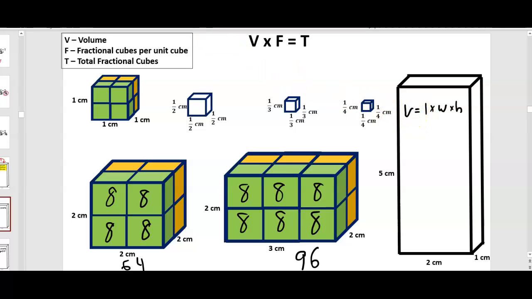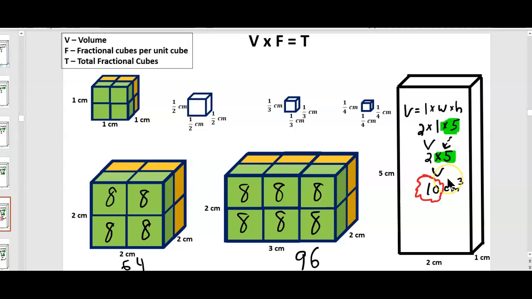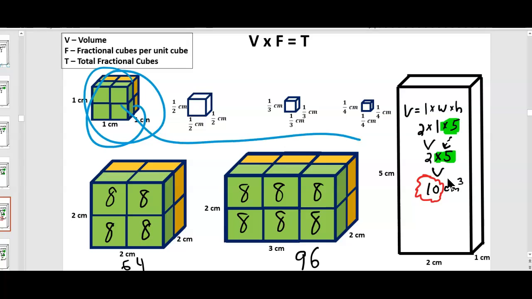First, we have to determine the volume because it says right up here the formula is V times F equals T. V stands for volume, so let's do it. The volume of the object that we're putting stuff into. Let's see, 2 times 1 times 5, length times width times height, is 2 times 5, which is 10 centimeters cubed. That means we can fit 10 of these things in here, right?